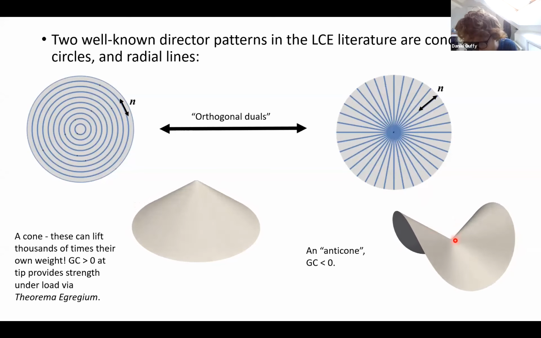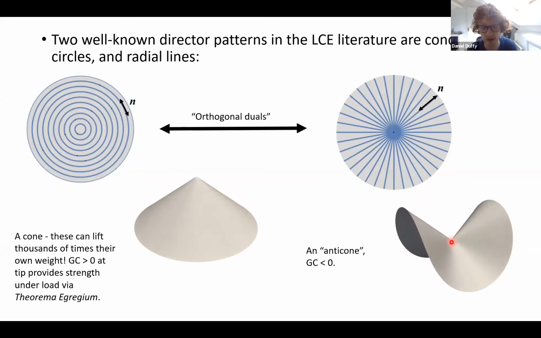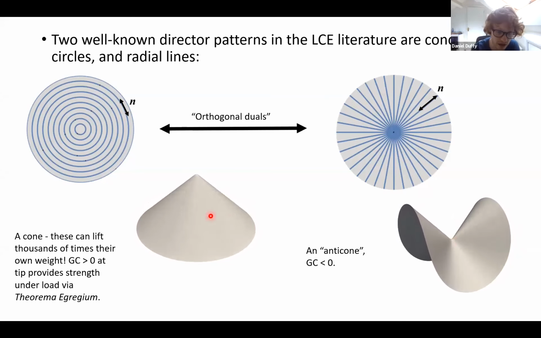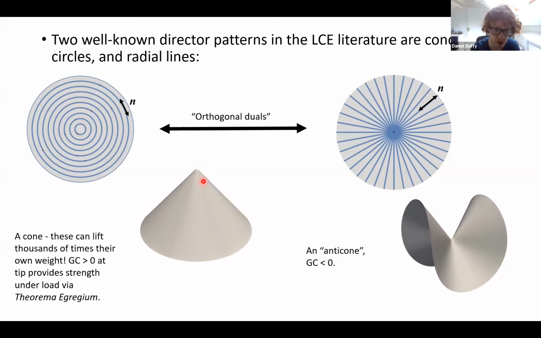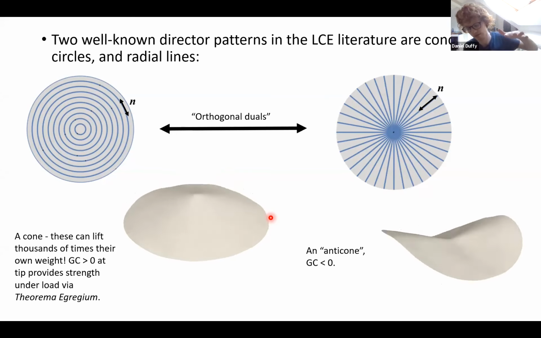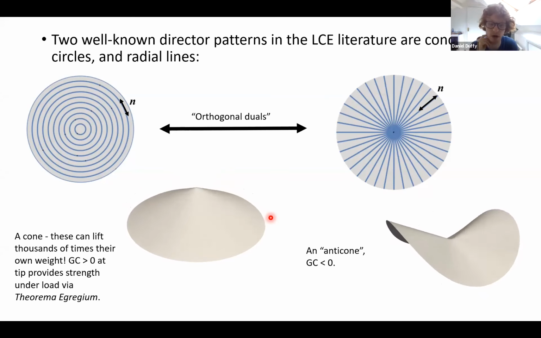And this here is in the middle saddle-like, so it has negative Gauss curvature. And I'll just take this as a moment to mention that the positive Gauss curvature at the tip of this cone is a way of thinking about the reason it's strong. These cones can support thousands of times their own weight.